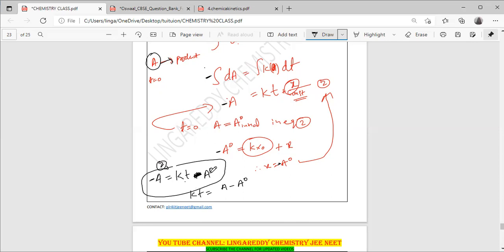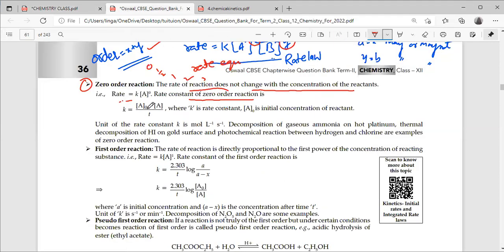Now what I am doing, this A naught I am taking this side. Then what will happen? KT equal to A naught minus A. Next line, K equal to A naught minus A by T. Finally, this is the formula. K equal to the difference in the concentration upon time. You can see A naught minus A, the difference in the concentration by time. So this formula derivation I showed you.